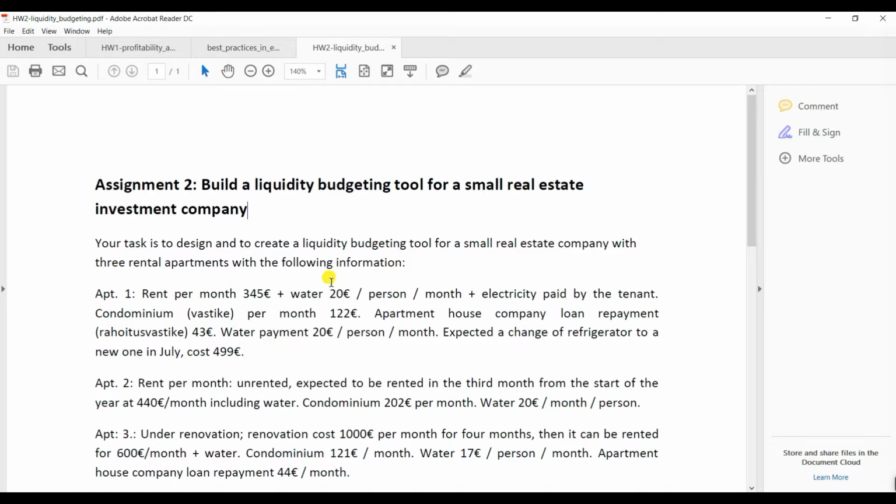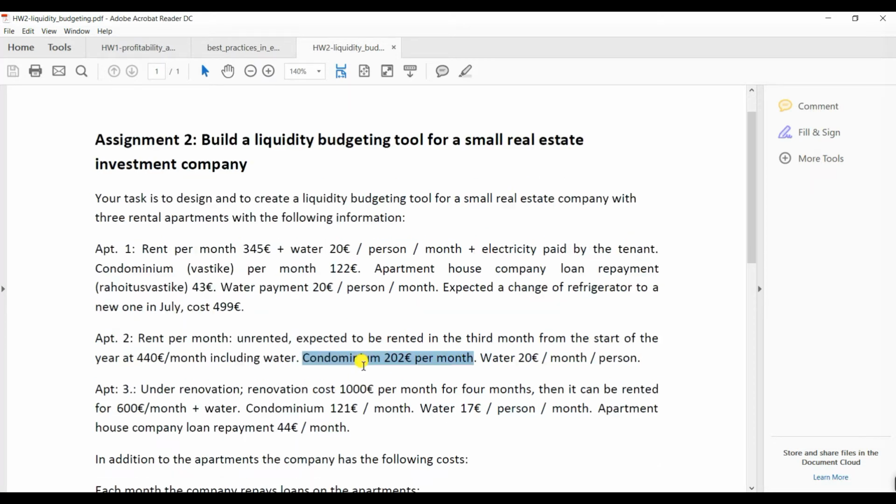And just a little note about the inputs. Many students struggle with this condominium cost. You can think about it as a fixed outflow for the company expenses per month that occurs regardless of whether there is a tenant or not. So it's what the company has to pay per month for each apartment.